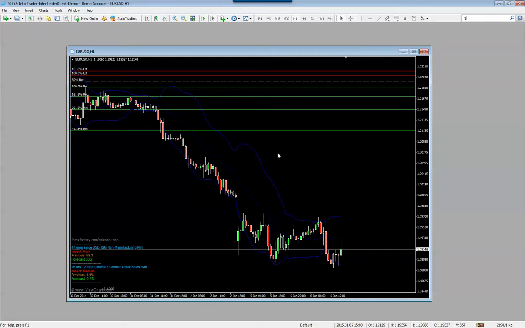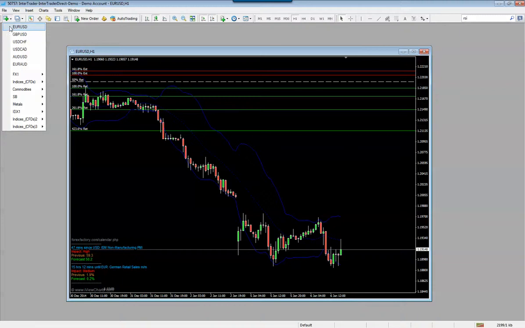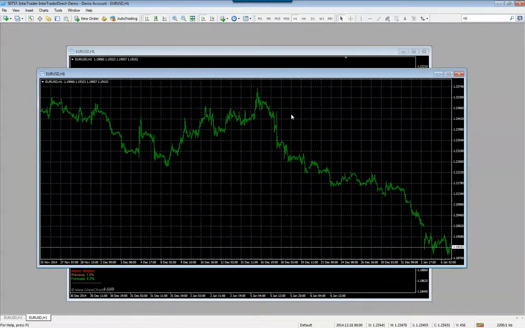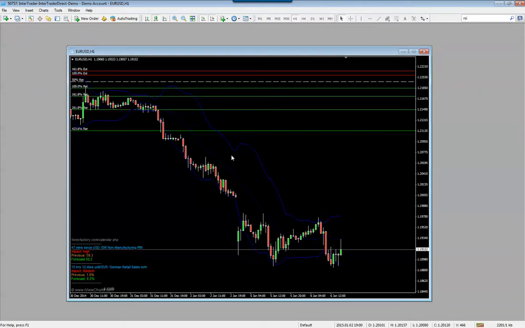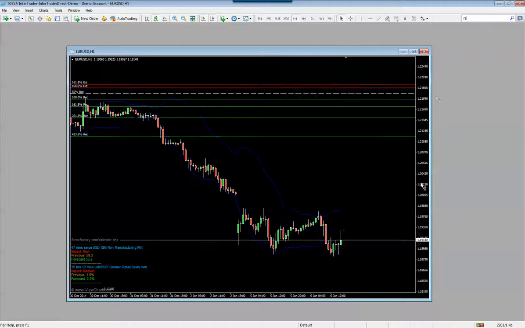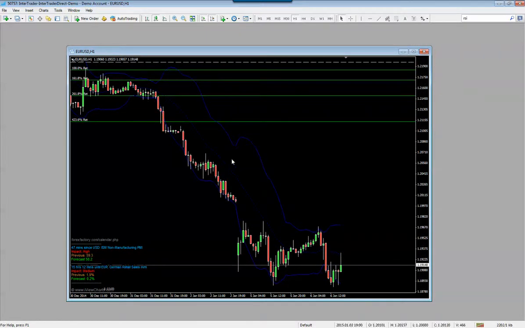MT4 is free. It's just the iView charts that changes something from a very, very basic chart like this, okay, that gives you no information at all, into this view of where support and resistance can be found within the markets. And again, it works on any time frame, any product, and that again is down to you to find out what you want to trade and what's interesting you in the markets.